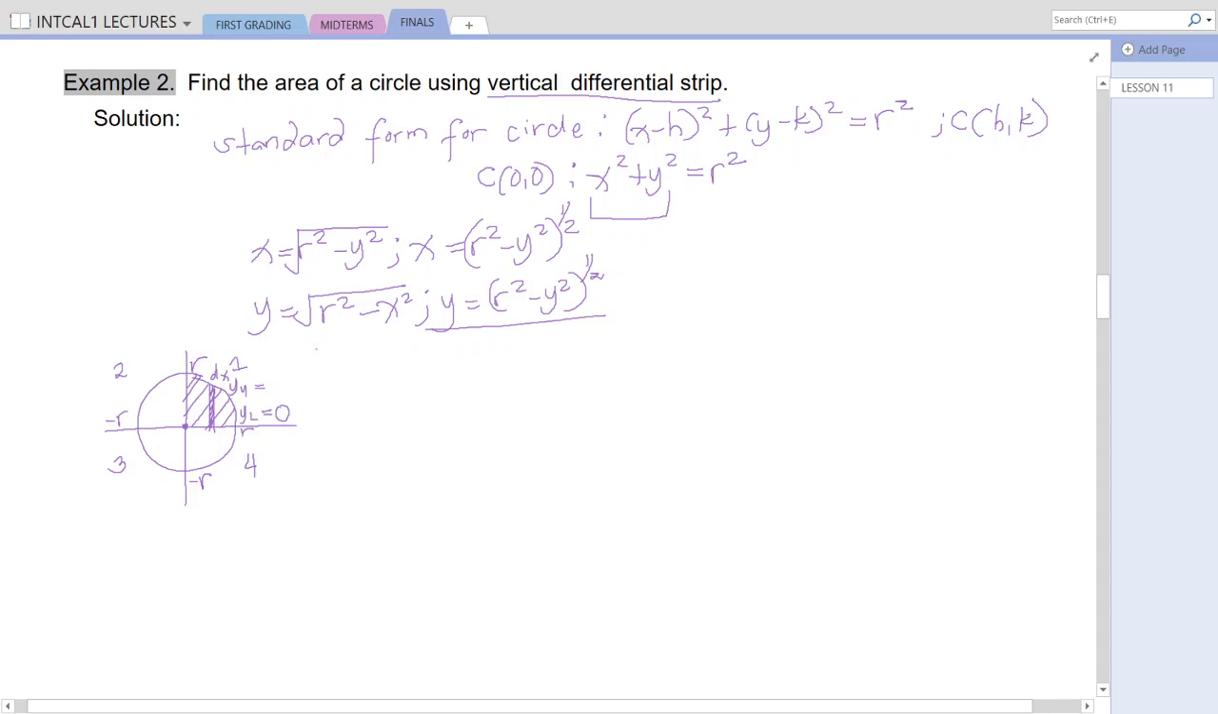So we copy this one, that is equal to r squared minus y squared, raised to 1/2. Since the differential strip there uses the thickness, which is the differential with respect to x, we use the limits from x sub 1 to x sub 2, and x sub 1 there is, of course, 0 to x sub 2, which is the radius already.